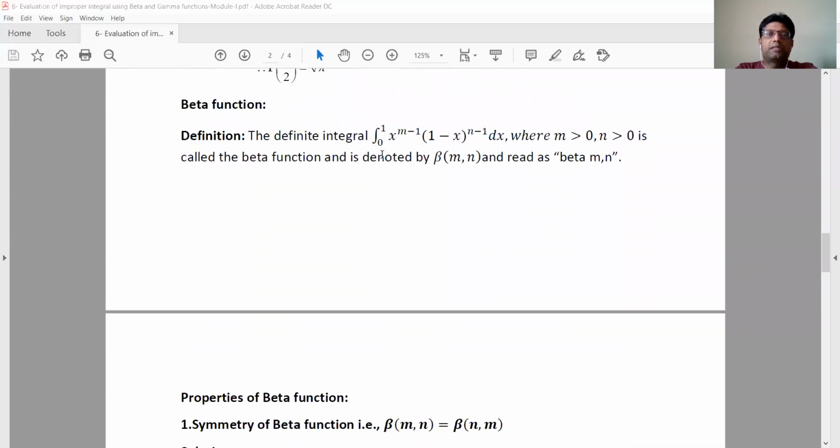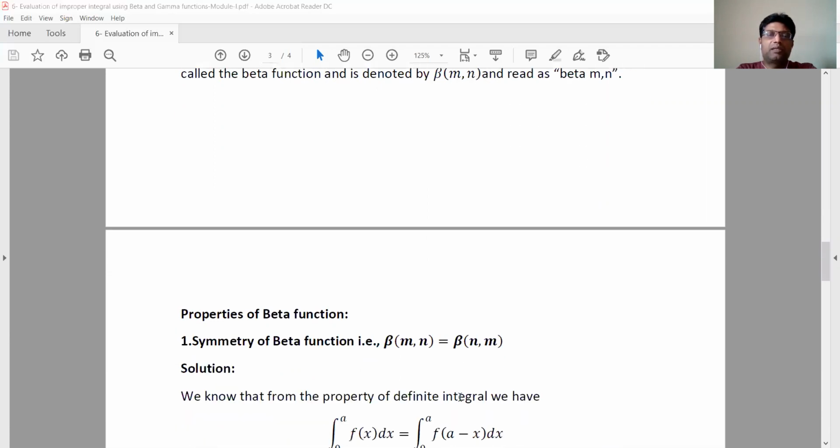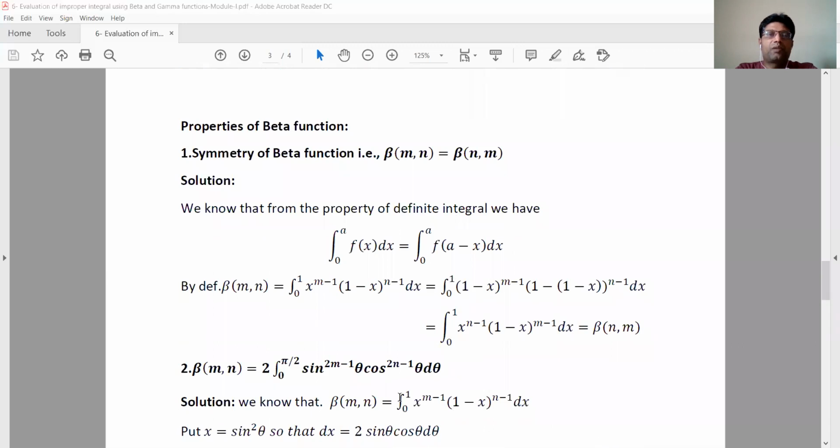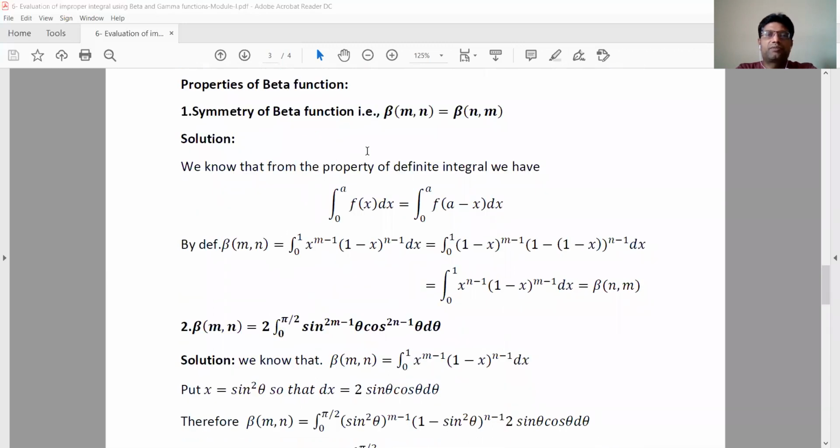So the definite integral from 0 to 1 of x^(m-1) (1-x)^(n-1) dx, where m and n are both greater than 0, is called the beta function, and it is denoted by beta of m comma n, and read as beta m comma n. The properties here: the first one is the symmetry of the beta function, that is, beta of m comma n is beta of n comma m.